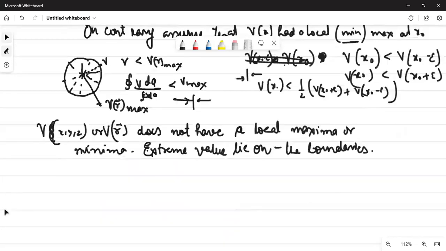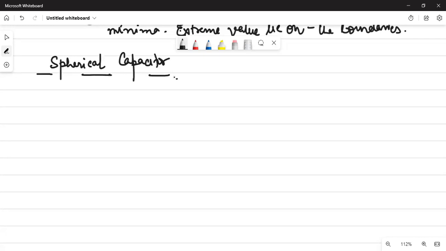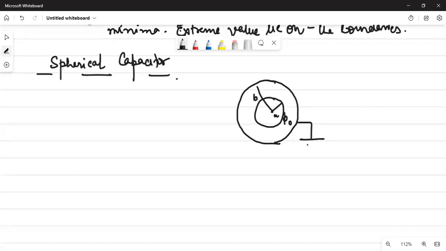And let us take a physical context in order to understand the three-dimensional case better. To understand that, we are going to take the case of a spherical capacitor. So let us consider a spherical capacitor with an inner radius A and outer radius B. The inner conductor is maintained at potential phi naught, and let's say the outer conductor is grounded.